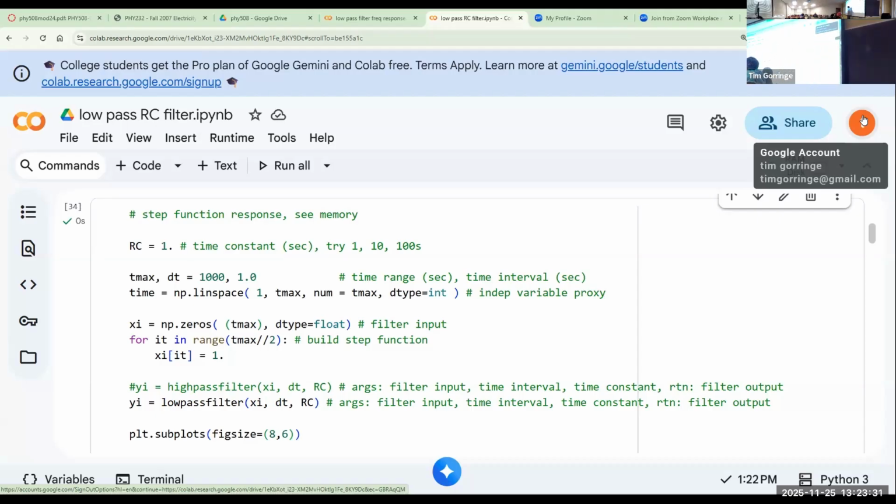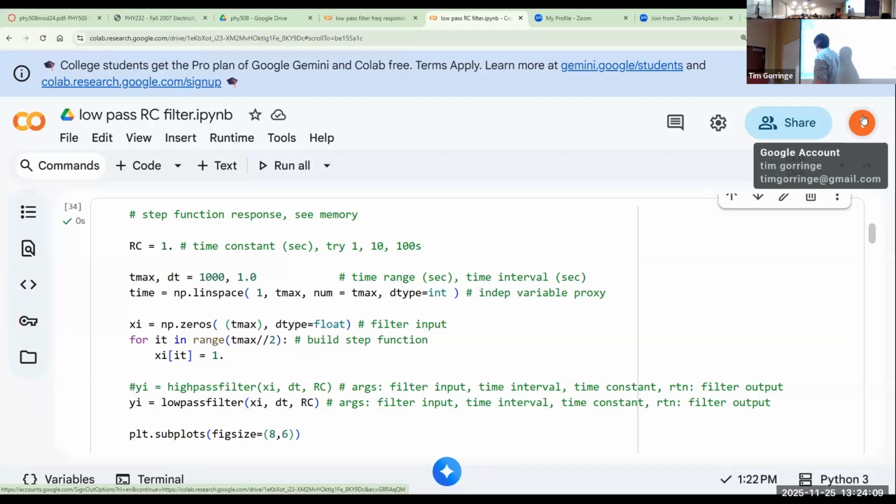So I'm going to define my RC time constant. Just thinking 1 second. So that's a kind of a reference point for my filter. I'm going to define my sampling rate. So also picking 1 second here. And the number of samples here, 1,000 samples. So we're going to look at it for 1,000 seconds. And then I'm defining my proxy for an independent variable, the time variable. So this is just a time array that runs from 0 to 1,000.